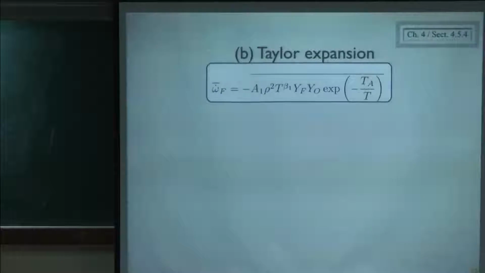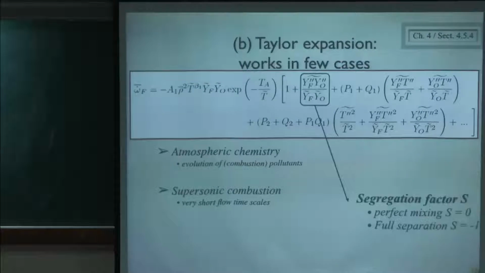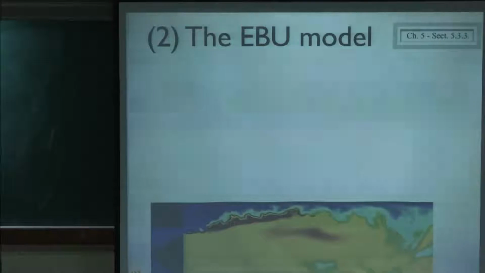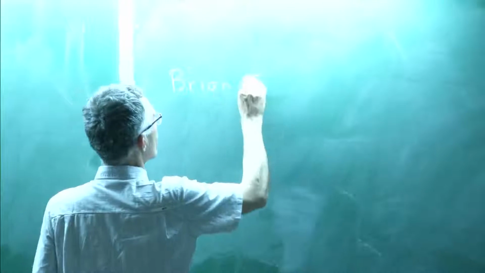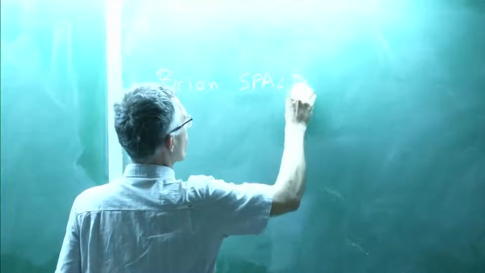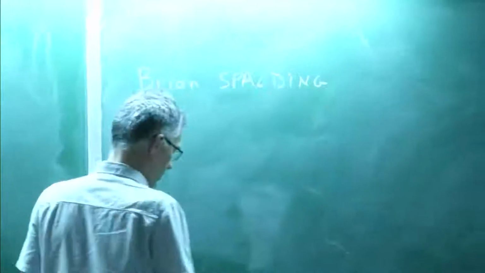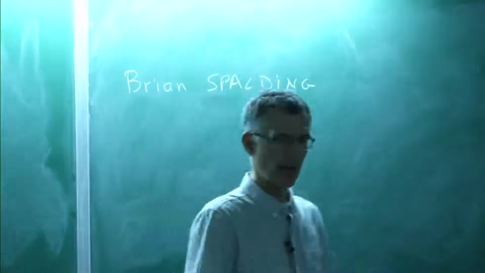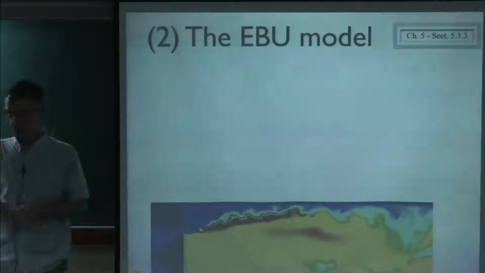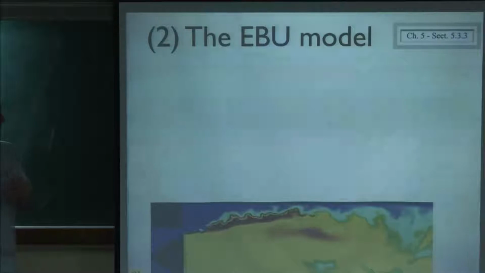And now I want to show you what we really do in most codes, actually. So this is the famous eddy breakup model. The eddy breakup model was written by someone called Brian Spalding. I think he was at Imperial College, I guess. And Brian Spalding looked at this problem and said, okay, let's find a model which would describe what's going on. And again, let's try to derive it with our hands.